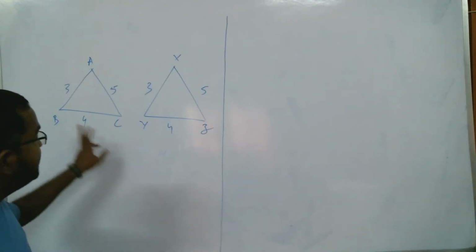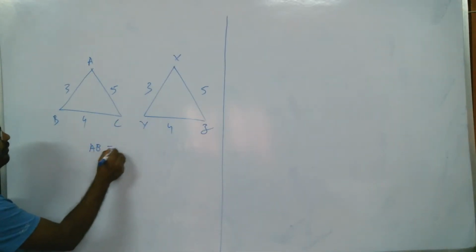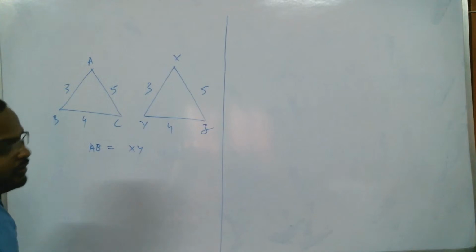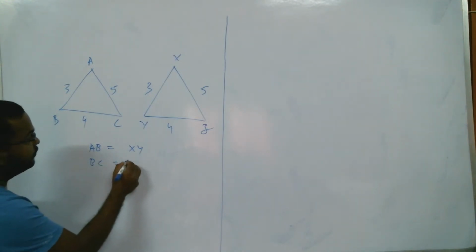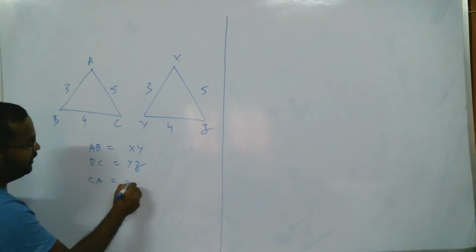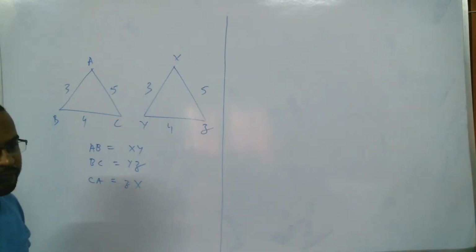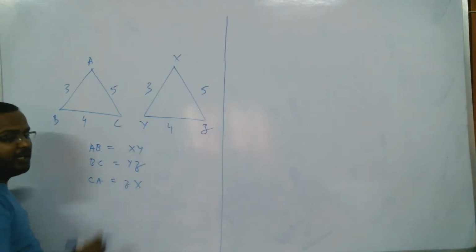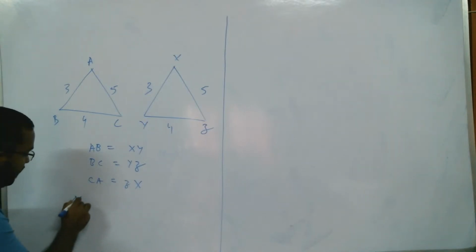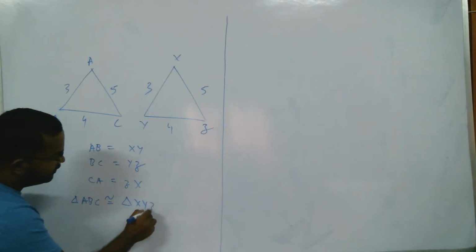Here, since they are given the sides, we can say side AB is equal to XY because here also we have 3. And BC is equal to YZ, and in the same way CA is equal to ZX. So the sides, whatever sides are given, they are equal. That means the 3 things are equal here. When the 3 things are equal, then we can say that triangle ABC is congruent to triangle XYZ.